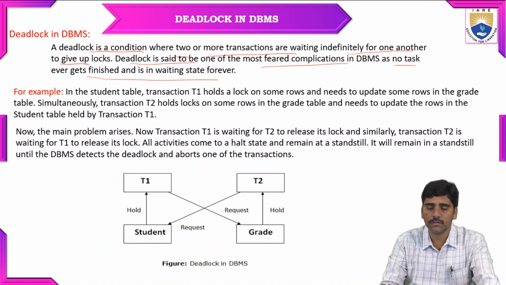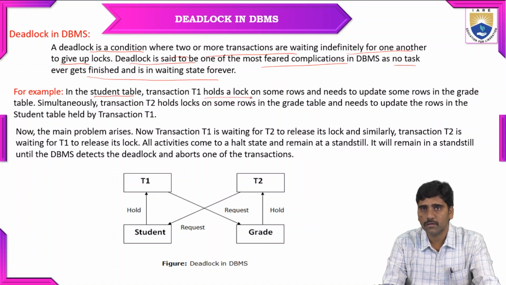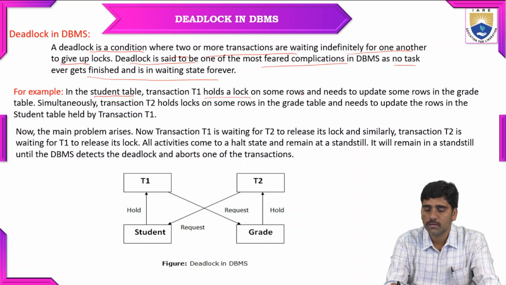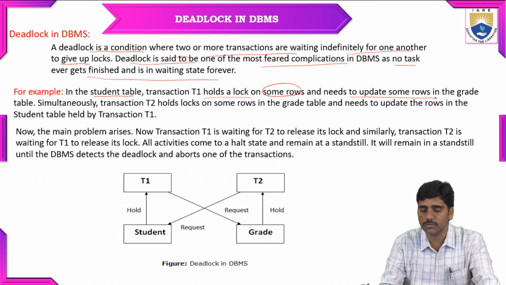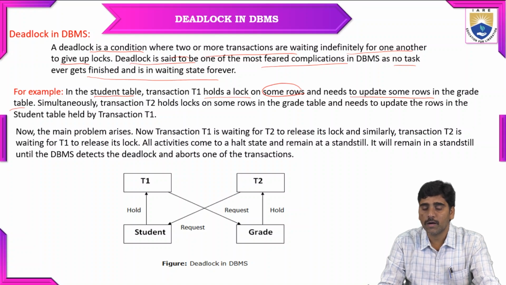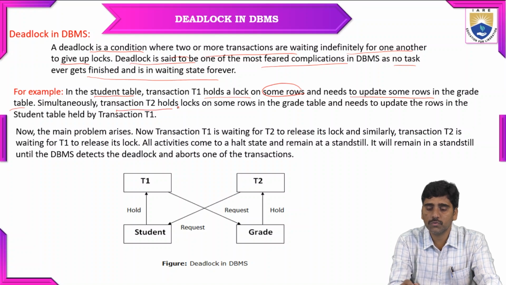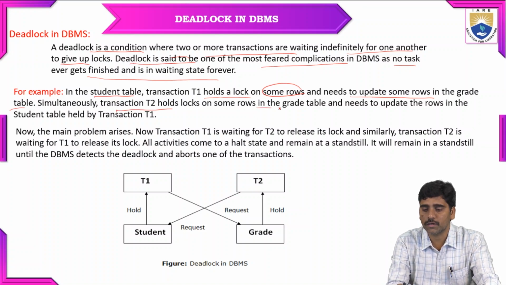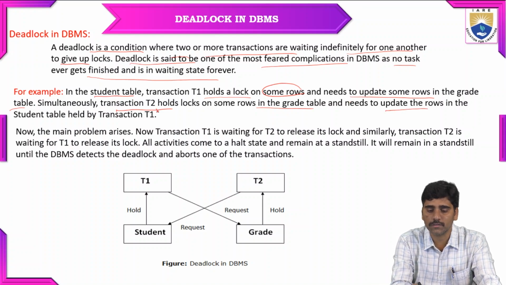For example, in the student table, the transaction T1 holds a lock on some rows and needs to update some rows in the grade table. If I want to update some marks of a student, at that moment the transaction is already in the active state, so another transaction is not able to perform. Here transaction T2 holds locks on some rows in the grade table and needs to update the rows in the student table held by transaction T1.